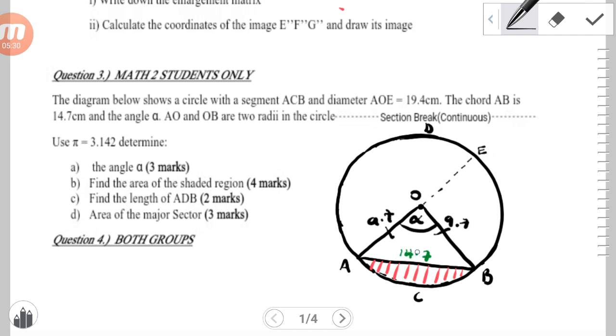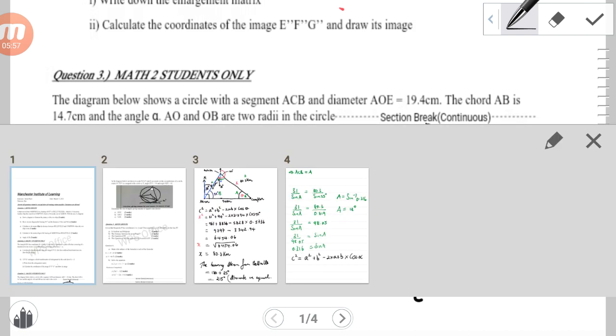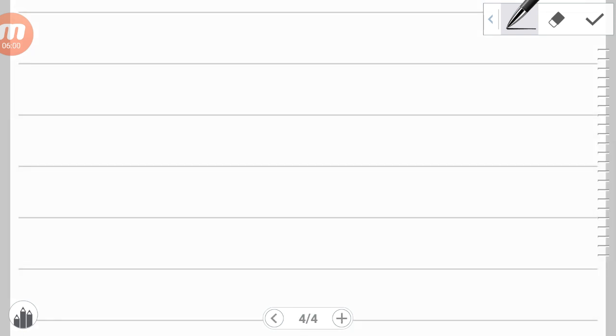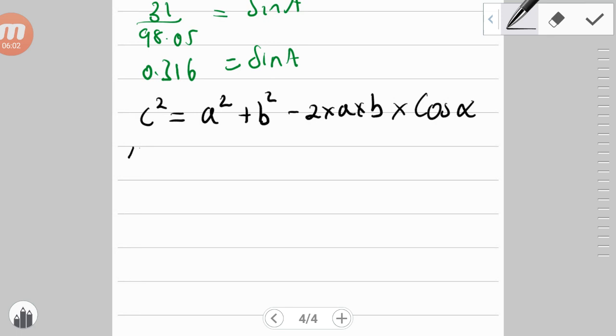And why? Because C, depending on the criteria that's presented, can either be the side that is unknown, or the side facing the angle that is unknown. So in this case, 14.7 is the side we're going to be using to represent C. It's not because I have C here that I'm using C. I'm just using C because it's the side that is facing the unknown angle.